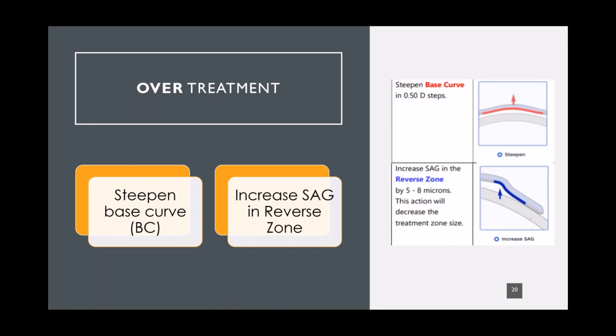Okay. Now, what if the patient is overtreated? They come back in and they're like a +3 and they are 13 years old. They can't tolerate that much extra plus. Okay, so we want to back off a little bit. So you'll maybe want to steepen that base curve. You can see that modification right here, a very, very simple modification. You can also do it by adjusting the reverse zone as well. And please do note that adjusting the reverse zone there will decrease the size of the treatment zone a little bit.